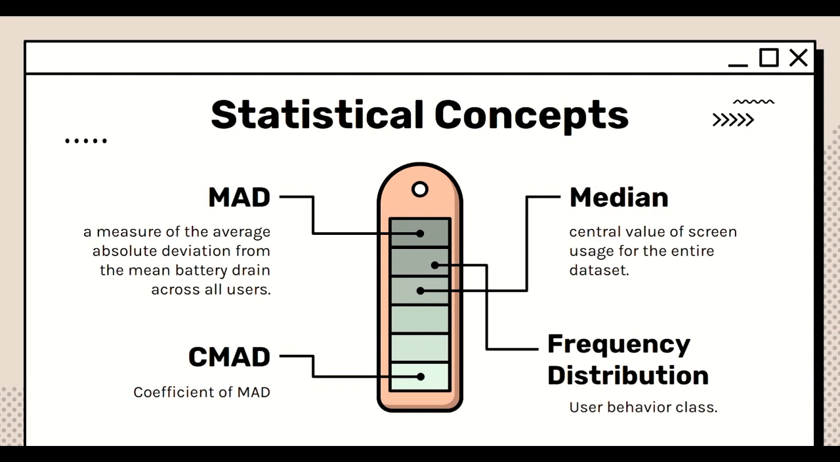Next there is MAD. MAD is known as mean absolute deviation, which gives us a measure of the average absolute deviation from the mean battery drain across all users. Next there is CMAD, which is the coefficient of MAD. The median shows us the central value of screen usage for the entire dataset. Lastly, there is a frequency distribution. The frequency distribution table shows the user behavior classes.